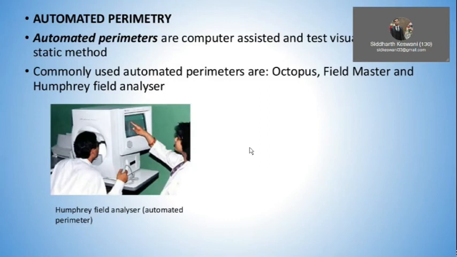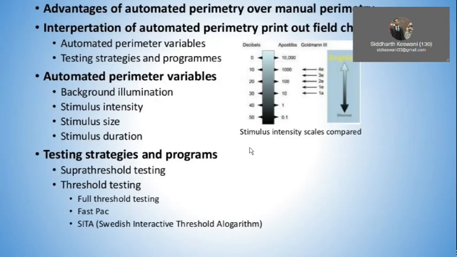So what are the advantages of automated perimetry over manual? The advantage basically is that the interpretation of the automated is more accurate. That is one basic important point. Then we have the automated perimeter variables. You don't need to go into detail about the variables, testing strategies and programs, right? At this level, you just need to know we use the Humphrey perimeter 30-2. That is all.